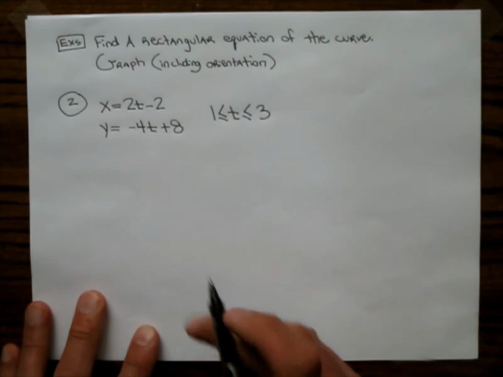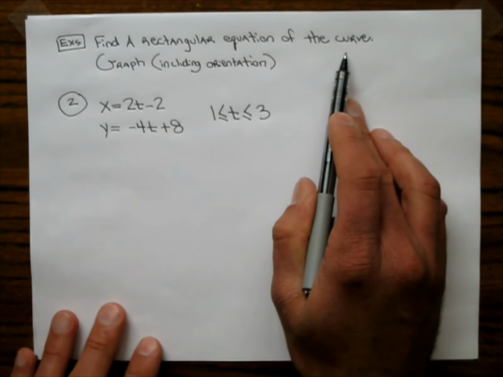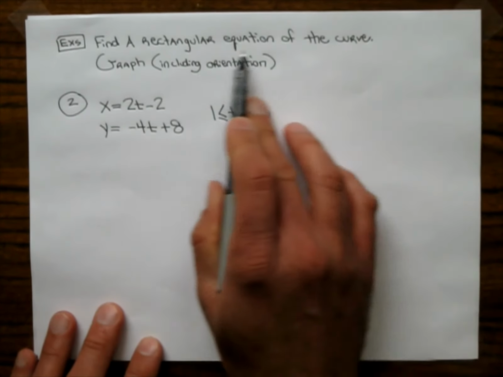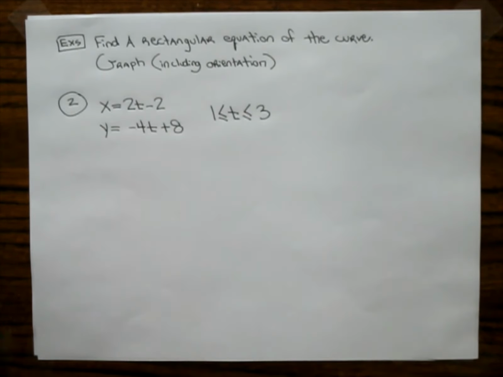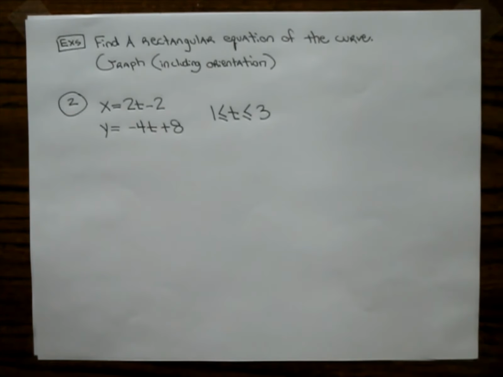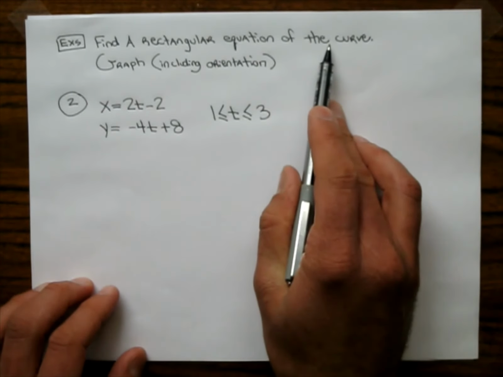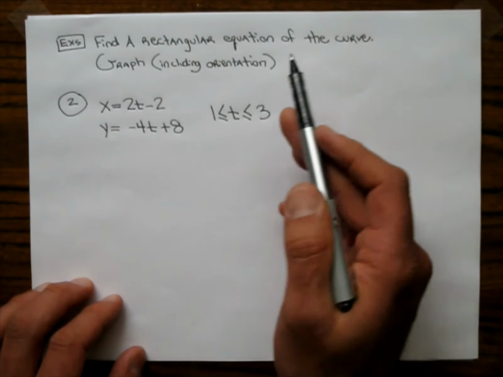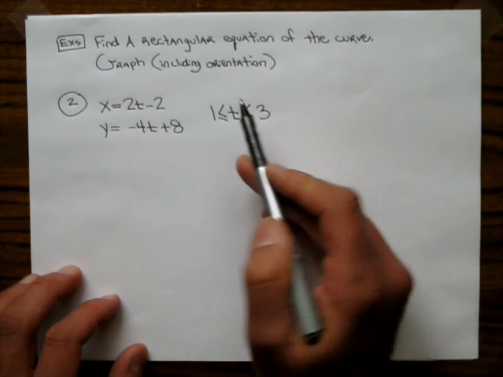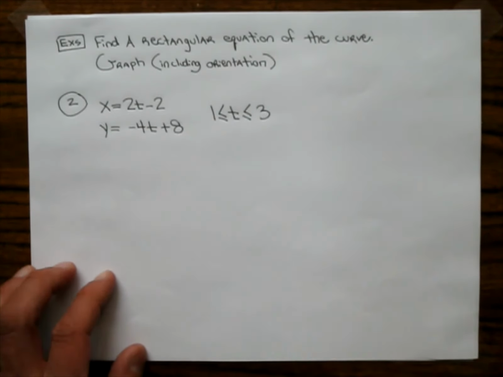So here are the examples. Find a rectangular equation of the curve. We actually did that second, and that's alright if we do that second, and then graph, including orientation. So some people might actually find the rectangular equation of the curve by solving for t and plugging it into the other equation, and then graphing it, but you still have to include the orientation. So I'm going to just do this the regular way.